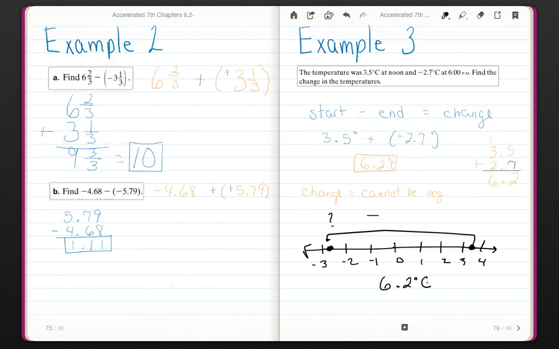6.2 degrees. Okay, that's it for examples on this lesson. Please complete your QCs and CYUs, and I will talk to you soon.